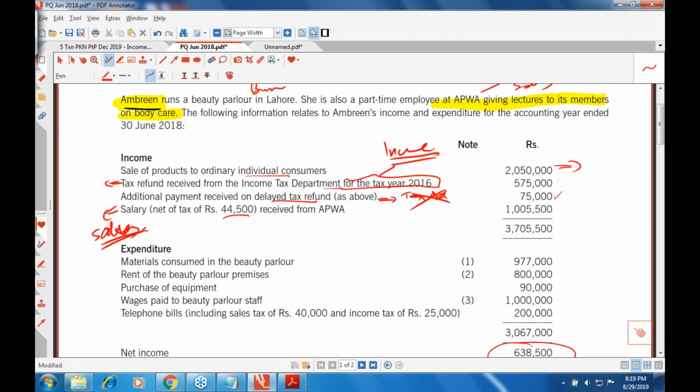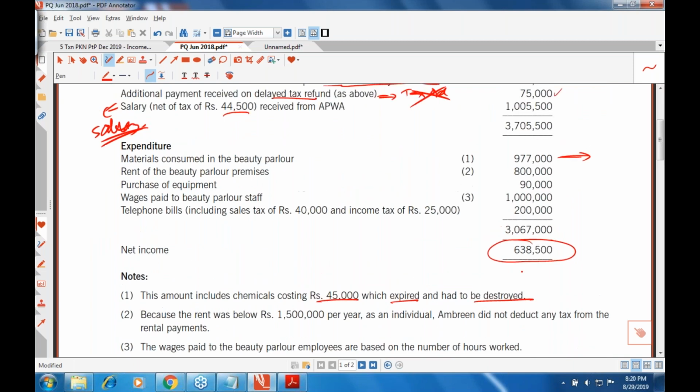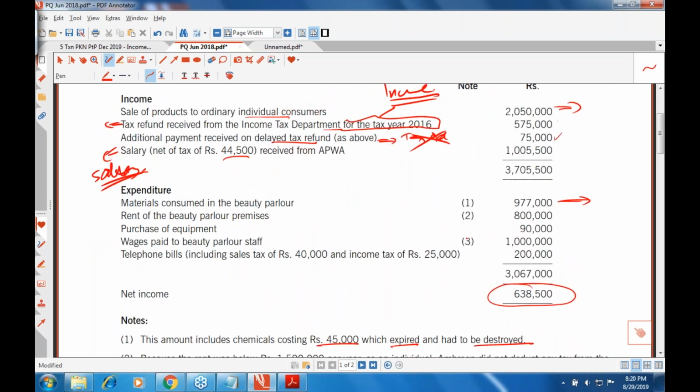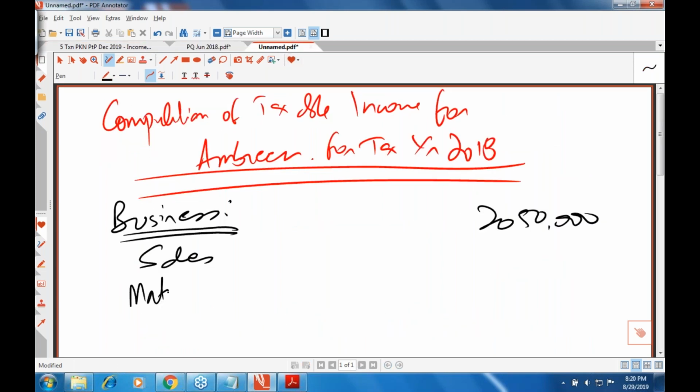Expenditure, it says material consumed in the beauty parlor. Now let's try to understand what exactly is the material. It says this includes chemical costing 45,000, which expired and had to be destroyed. So basically a material which has not been used cannot be claimed as an expense. So the expense that you are going to be claiming with respect to the material is going to be 977,000 minus 45,000. This is what you are going to be claiming as the expense in relation to the material.